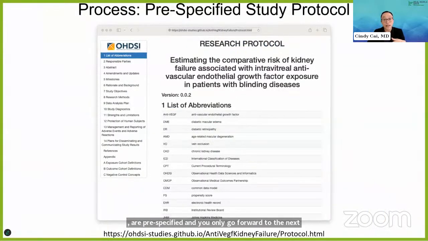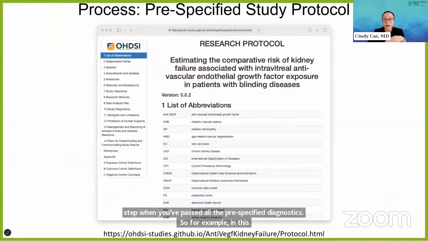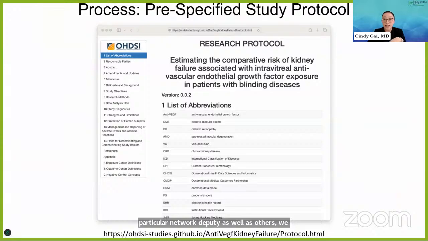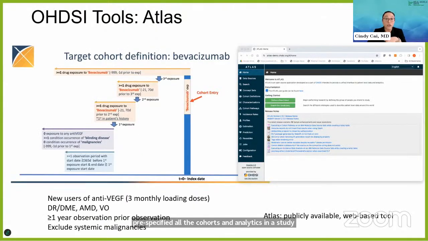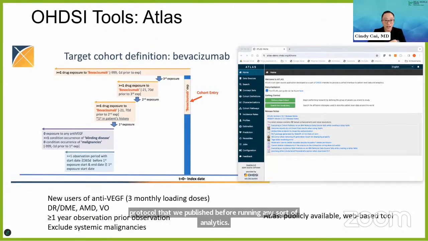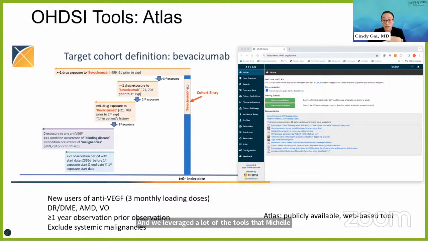So for example, in this particular network study, as well as others, we pre-specified all the cohorts and analytics in a study protocol that we published before running any sort of analytics. And we leveraged a lot of the tools that Michelle mentioned that the Odyssey community created, including an open source, publicly available web-based tool called Atlas to identify new users of our 3 monthly intravitreal anti-VEGF medications.